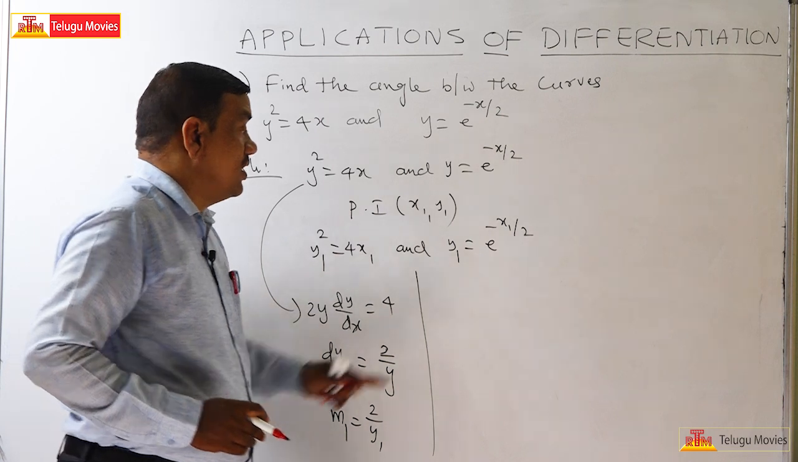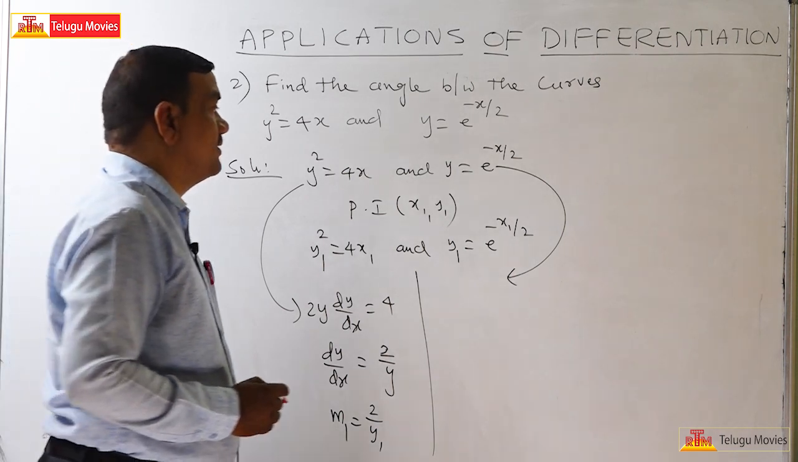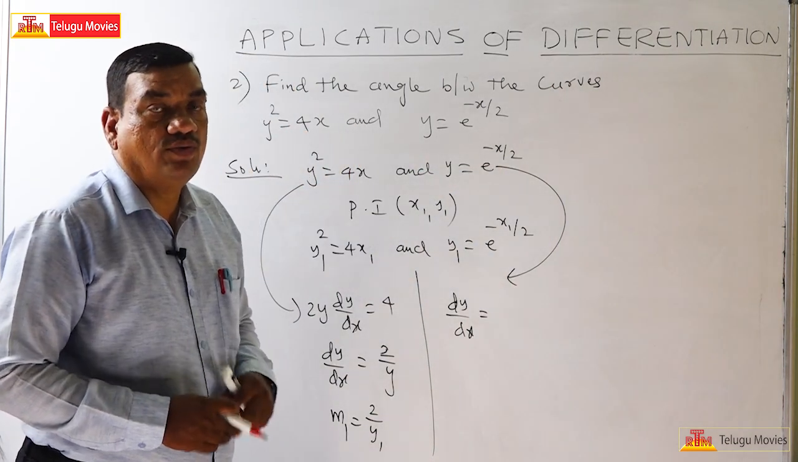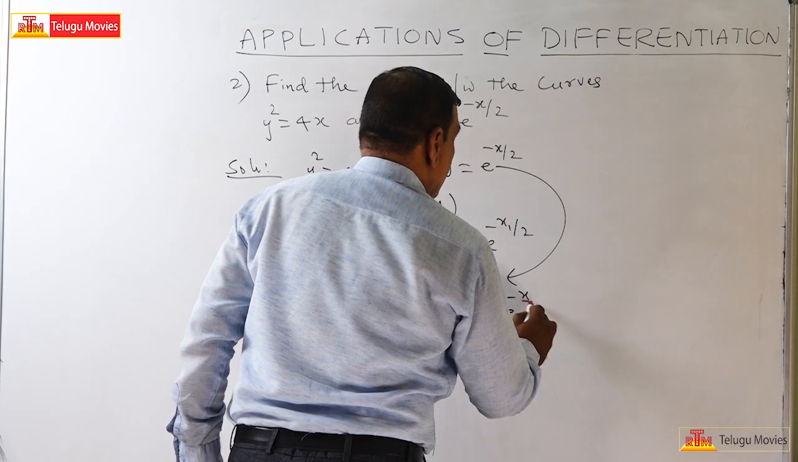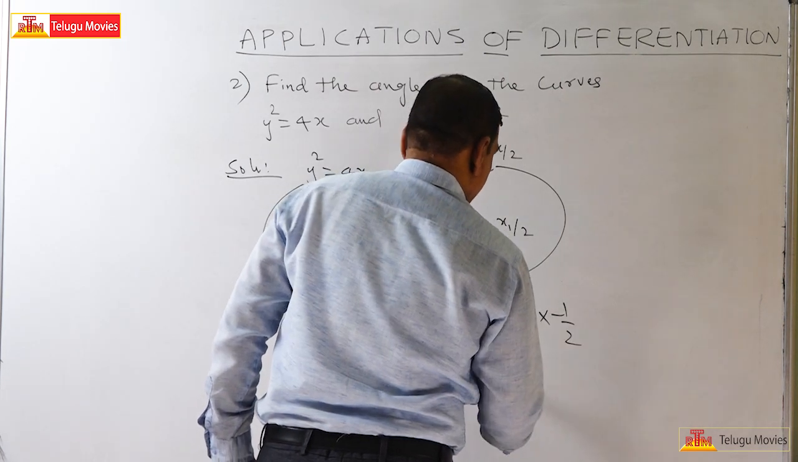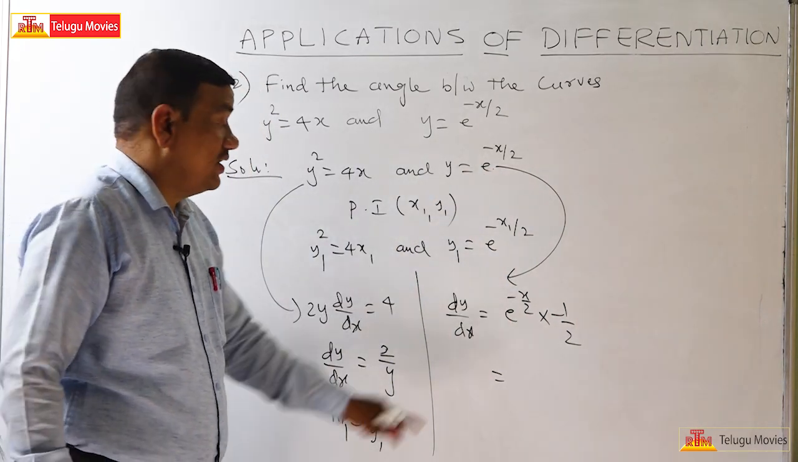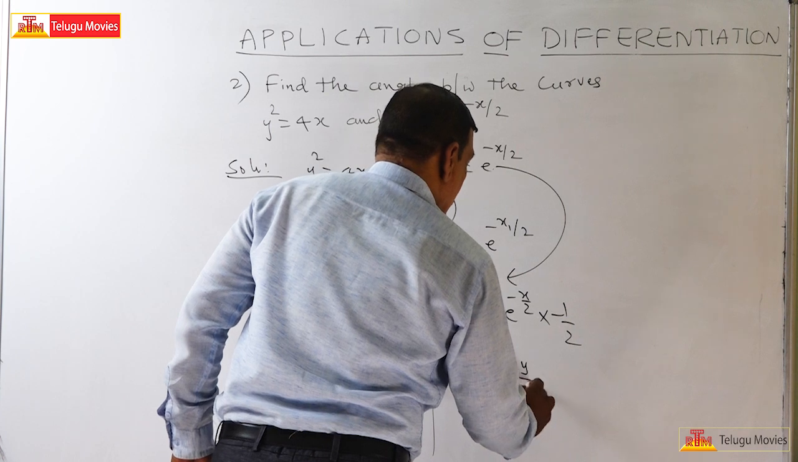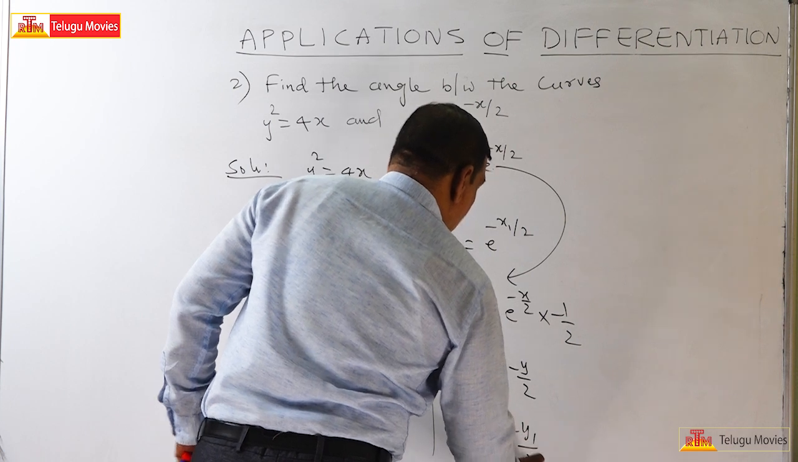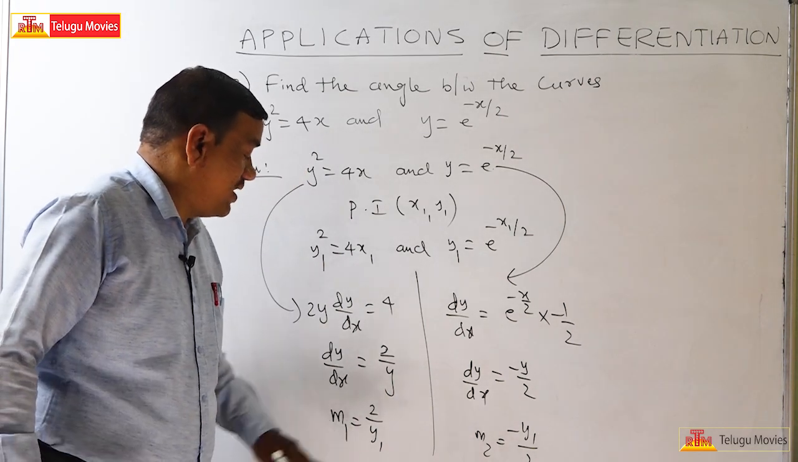Coming to here, find the derivative of this function dy by dx. So, dy by dx is equal to e power minus x by 2 into the derivative of minus x by 2, that is minus 1 by 2. Okay, now e power minus x by 2 is nothing but y. That means minus y by 2 into dy by dx. Then what is the slope? Minus y1 by 2. You have to substitute this point, no? Minus y1 by 2. What do you observe? m1 value is 2 by y1.